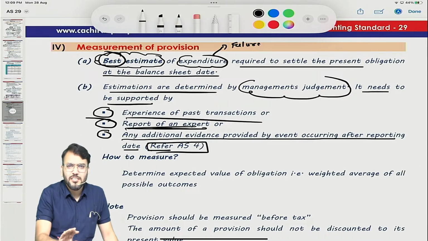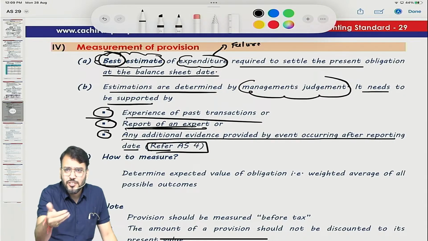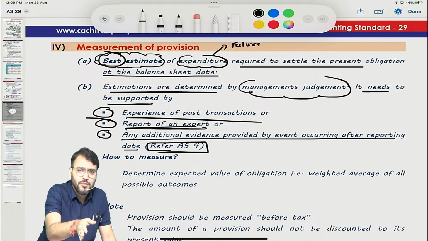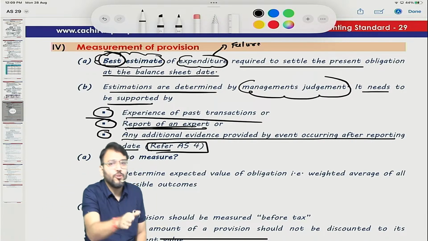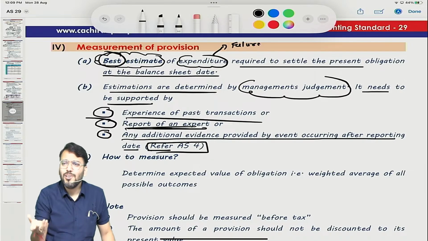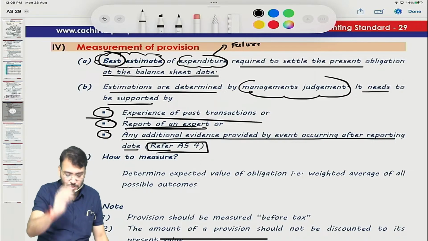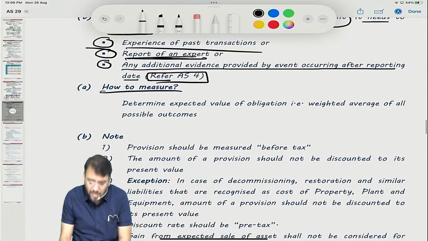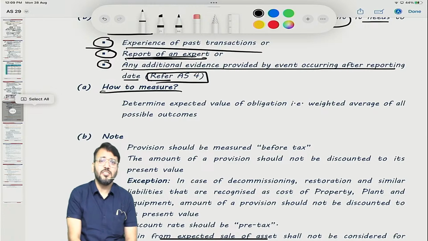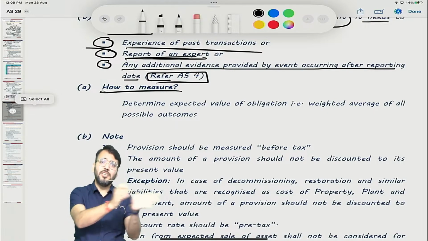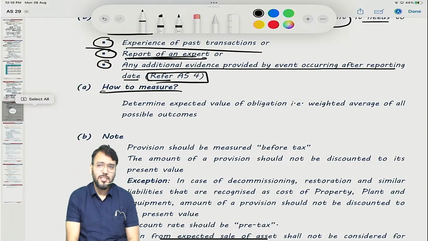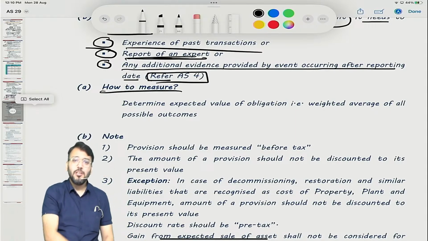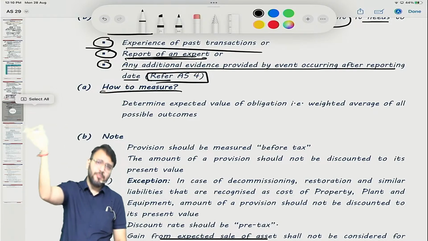Correct. So can you say this management judgment will be based on, is supported by past transaction or report of an expert? Can you say okay? Okay, 100% correct. This much you understood. But sir, how to measure? Okay sir, it is based on past transaction we understood. Okay sir, we have understood it based on report of an expert. But how to measure the future expenditure that will happen in future now?